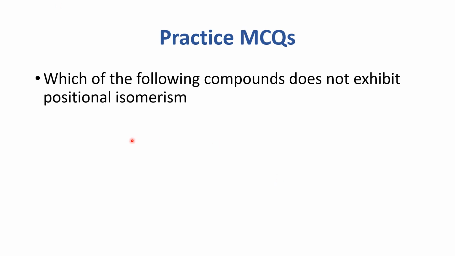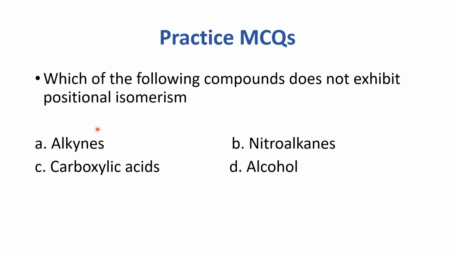Let's discuss a question. Which of the following compounds does not exhibit positional isomerism? And options are alkynes, nitroalkanes, carboxylic acids and alcohol. And the correct option is carboxylic acids. क्योंकि वहां पे जो OH ग्रुप है वो बिल्कुल लास्ट पे आता है. इसी तरह से एल्डिहाइड्स भी पोजिशनल आइसोमेरिज्म को शो नहीं कर सकते.